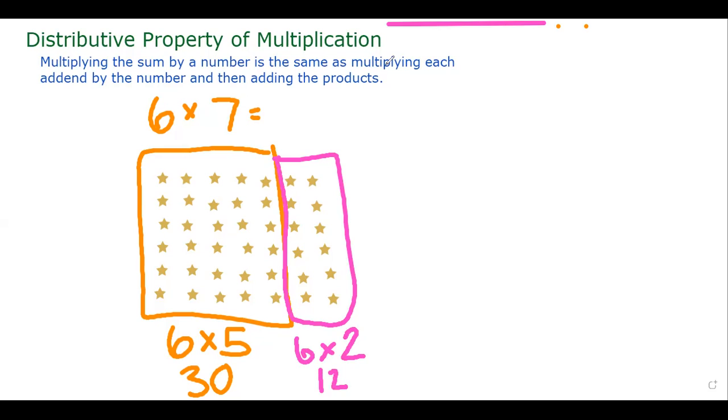So now I'm left with 30 and 12. I'm going to take these two numbers and add them up to find my final product of 6 times 7.